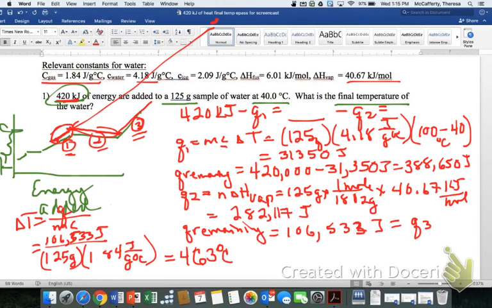463 degrees Celsius. But remember, that is T final minus T initial. Our T initial was 100 degrees Celsius because we were at the boiling point, so the final temperature is going to be 563 degrees Celsius. There you have it.